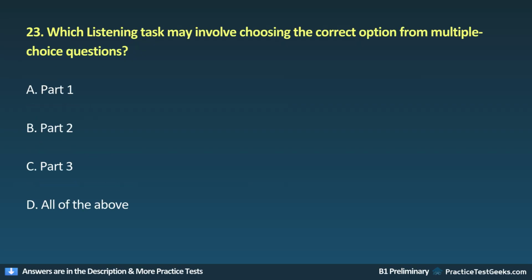23. Which listening task may involve choosing the correct option from multiple choice questions? A. Part 1. B. Part 2. C. Part 3. D. All of the above.